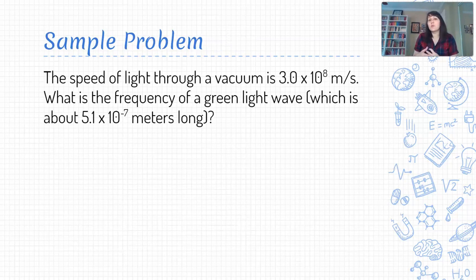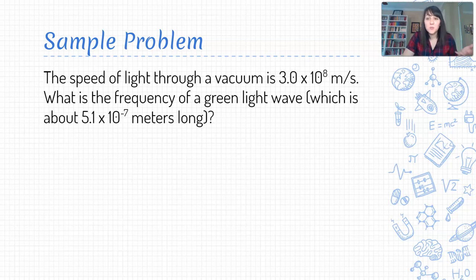So the speed of light through a vacuum is about 3 times 10 to the 8th meters per second, about 300 million meters per second. It's kind of fast, all right? So a green light wave has a frequency of about... we're solving for the frequency of our green light wave. Typically, green light waves are about 5.1 times 10 to the negative 7 meters long, so we want to figure out what the frequency of that wave is, how many cycles it is completing per second.